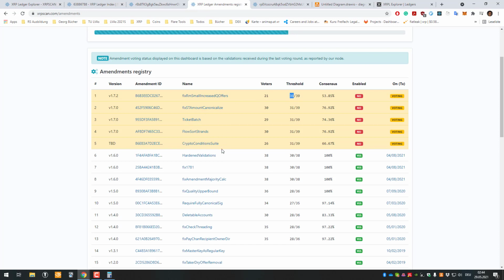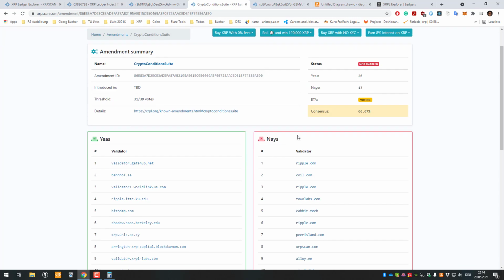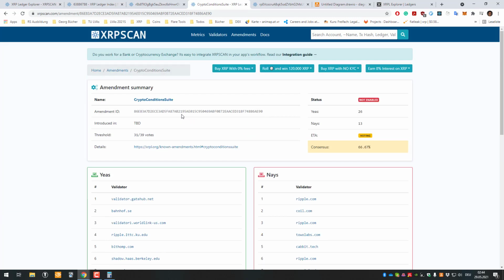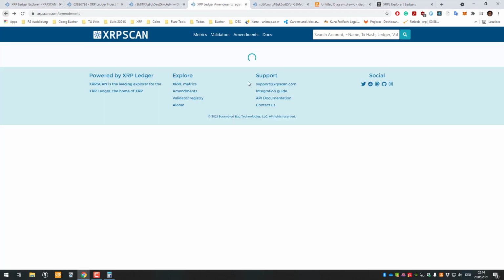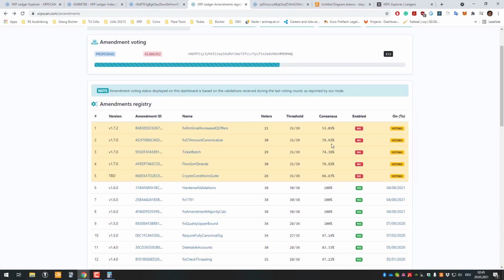For example, as I mentioned in other videos before, something I'm very eager to test is the crypto condition suite. When you create an escrow, you can add custom conditions with the crypto condition suite. We'll have to try and play around with it a little, so it won't take that long. You can see 66% voting for it, and you can also see a list with yeas and nays. So this is how each feature gets activated.